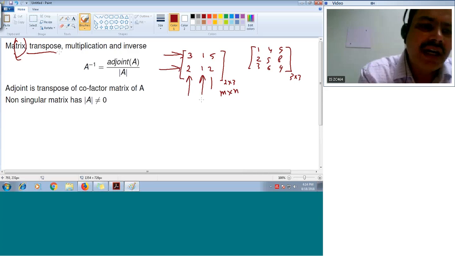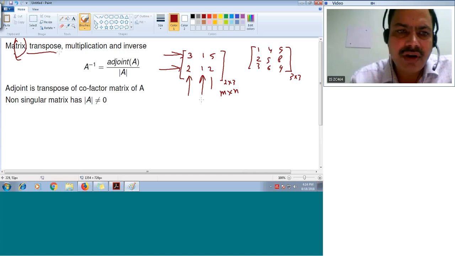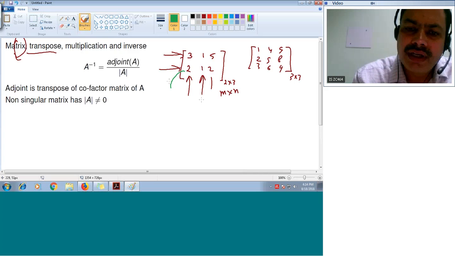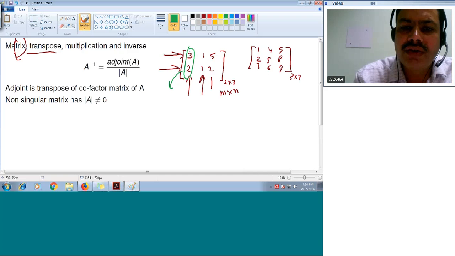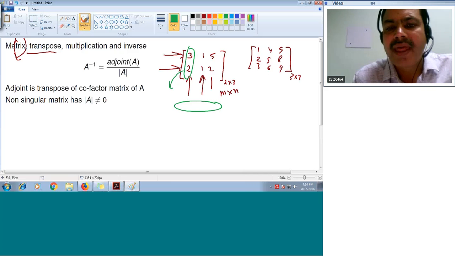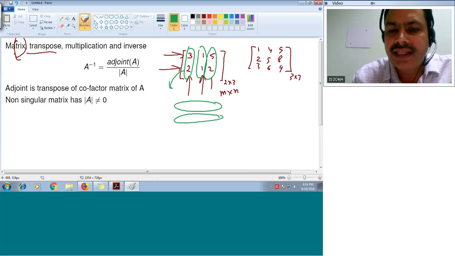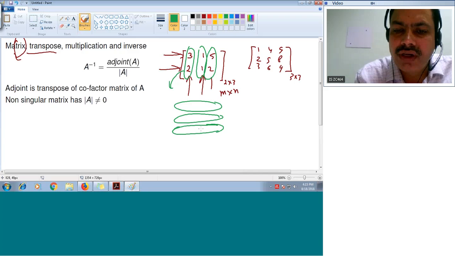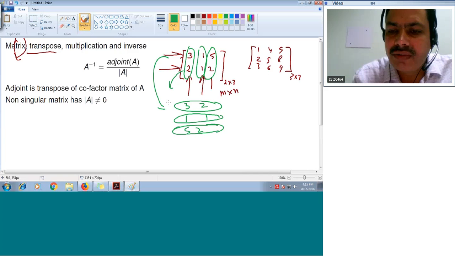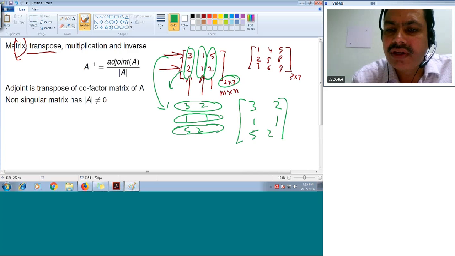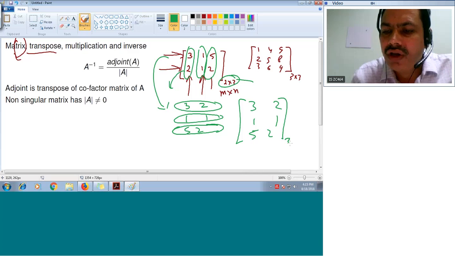Then what is the transpose of a matrix? Transpose is a special operation that you can apply on a matrix. For example, for this one, you take every row and put it as a column, and you take every column and put it as a row. So the values are going to be 3 2 1 1 5 2. The transpose of this matrix is going to be this matrix, that is 3 2 1 1 5 2. Here it was 2 cross 3, so it becomes 3 cross 2. That is straightforward.